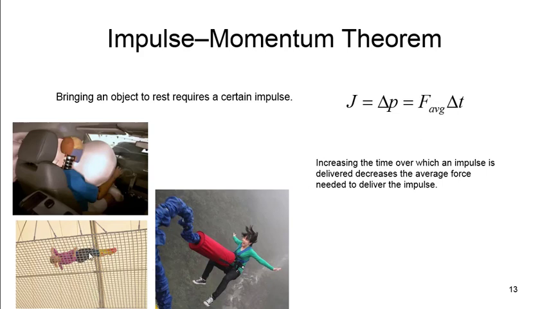The same with the safety net. When you fall and you hit a safety net, your body comes to rest over a much longer time than if, heaven forbid, you fall and land on the sidewalk and your body comes to rest in a very short amount of time. J would be the same in those two cases, but the force on your body would be very different. The same happens with the bungee cord, okay? The time that it takes your body to come to rest with a bungee cord is very, very, very long. So the average force on your body in that case is very small. It's considered pretty safe for your body.